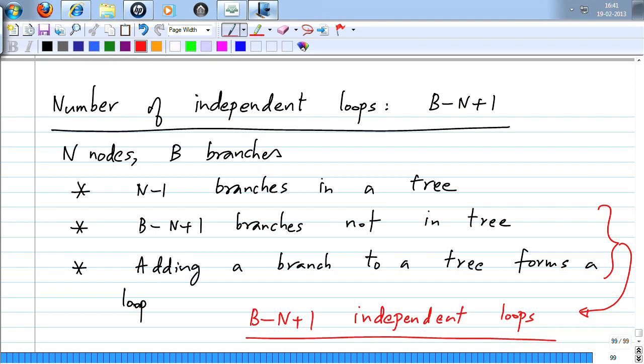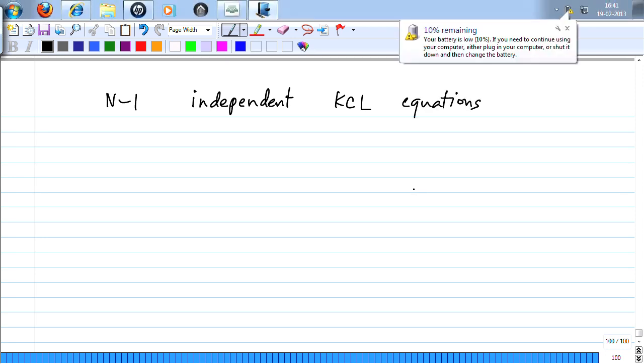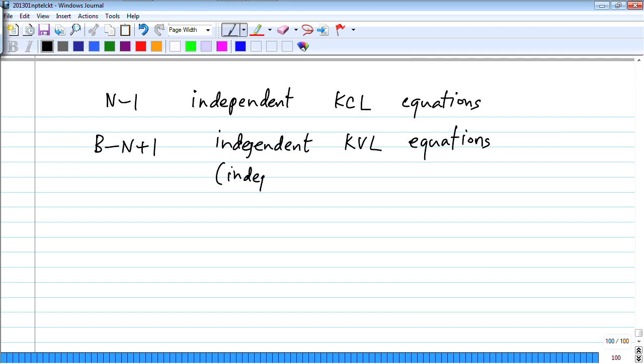Okay, it appears that there are no questions on what we discussed this far. So now let's go on. Some of the other things will become clear as we move along. So far we have n minus 1 independent KCL equations and we have b minus n plus 1 independent KVL equations. Okay, that is b minus n plus 1 independent loops.